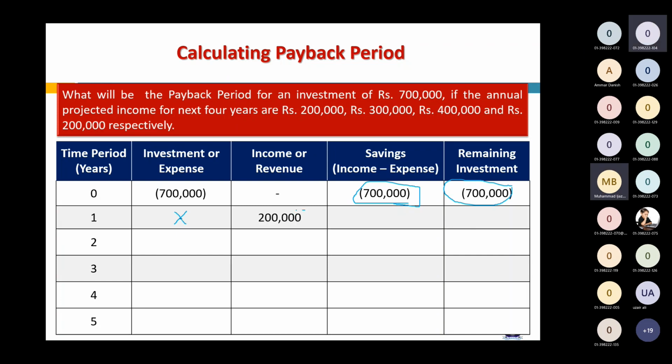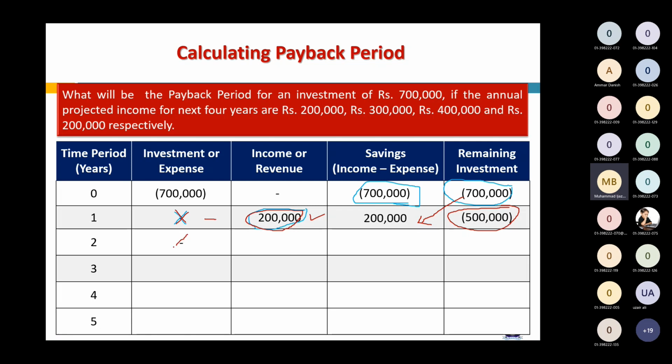Then in year one, obviously, there was no further investment, and we had an income of 200,000. So what would be my saving? Look, how do we calculate saving? This is my income minus any expense. So here we don't have any expense, so all of it is my saving, correct? Yes, sir. So now out of this 700,000, we have recovered 200,000 here. So 500,000 is still left in the business.